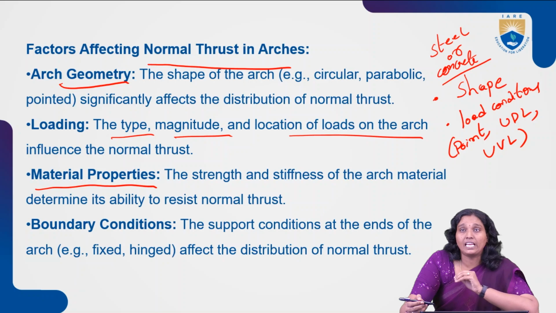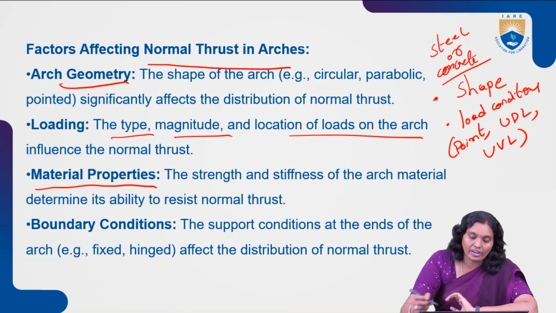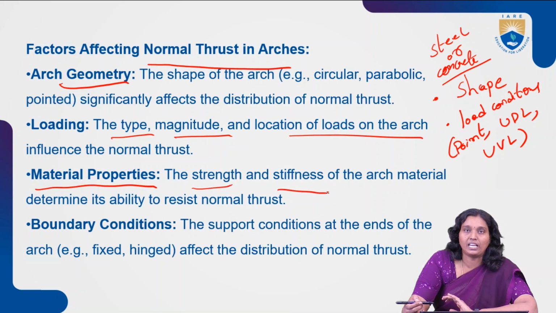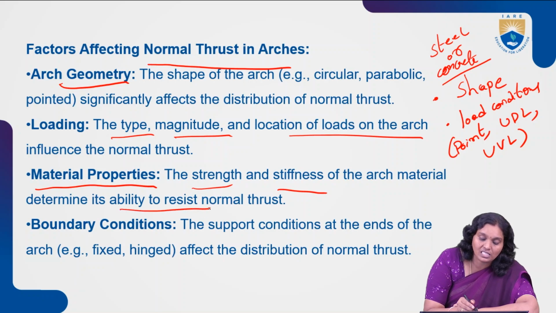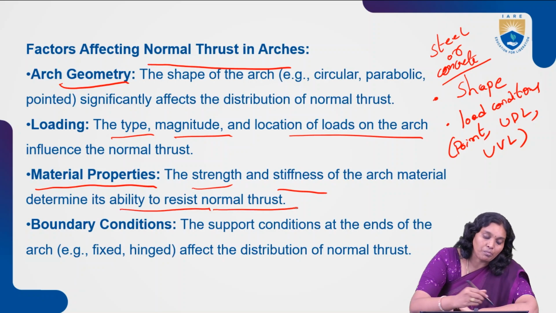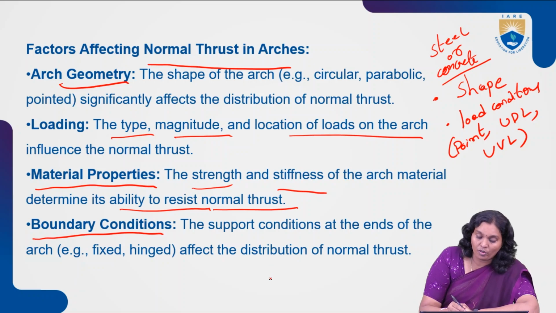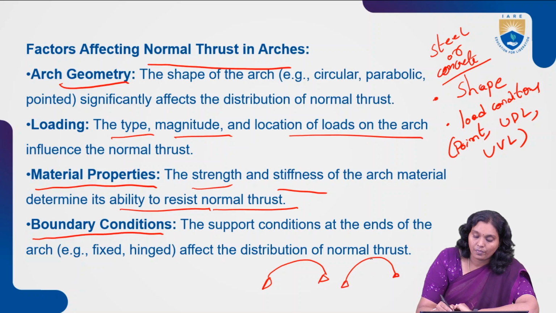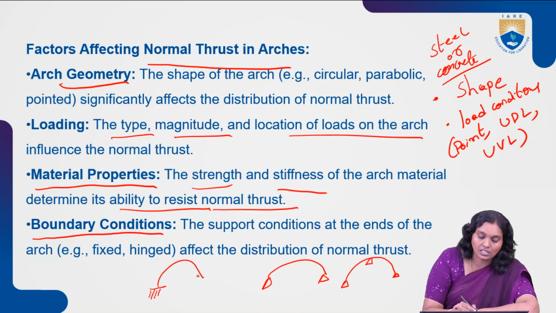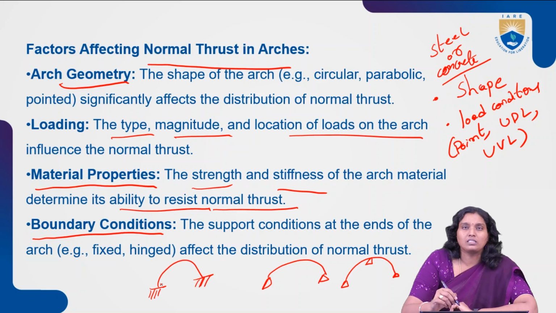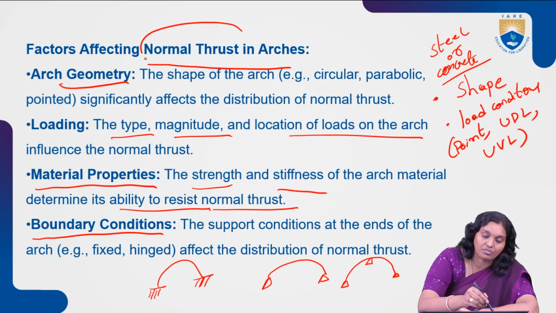Which material we choose for the construction of a particular arch, for analyzing or designing, also plays a role as an affecting parameter for the normal thrust. The strength and stiffness of the arch material determine its ability to resist the normal thrust. The boundary conditions also matter: what type of support, whether it is a 2-hinged arch, a 3-hinged arch, or a fixed arch, also influences the normal thrust of the arches.